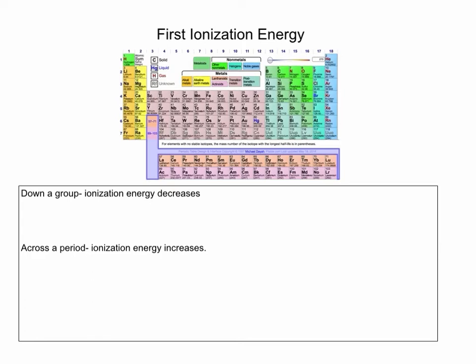The nucleus is holding on to those electrons on the right side of the table much more strongly than on the left side, so it will be much harder. It will require more energy to remove those electrons.